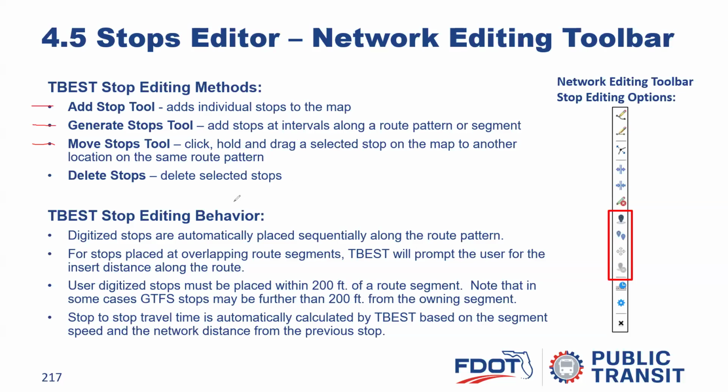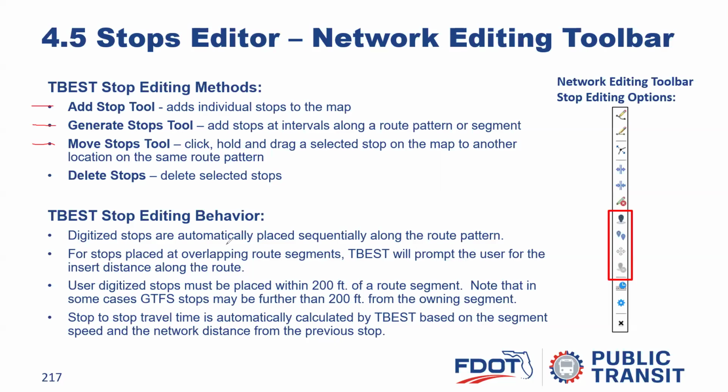All right, so some stop digitizing behavior. Digitized stops are automatically placed sequentially along the route pattern. So whenever you're digitizing stops, TBEST knows its location along the pattern. It knows the stop that precedes it and the stop that comes after. So it's able to place it in sequence along the route pattern, which corresponds to how the GTFS does it, how we would want it as part of a network.